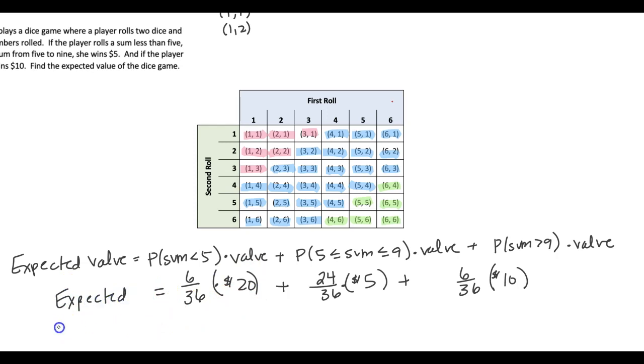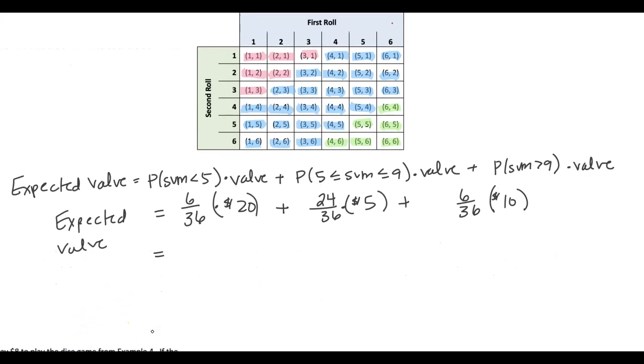And now we can simplify as we go. I sometimes like to simplify each product first. So here I could take 20 times 6 and make it 120 out of 36. 24 times 5 also ends up 120 out of 36. And then 6 times 10 out of 36 would be 60 out of 36, for a total of 300 out of 36.